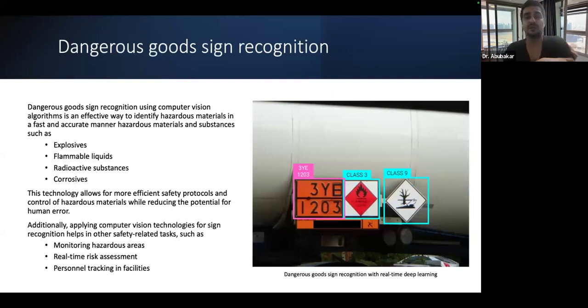Again, dangerous goods and sign recognition. For example, if we have AI on our site, and any explosives or dangerous materials or inflammables enter our site, we know that there's an entrance of some kind of material which can be hazardous, and we can do real-time monitoring and make our site more safe.